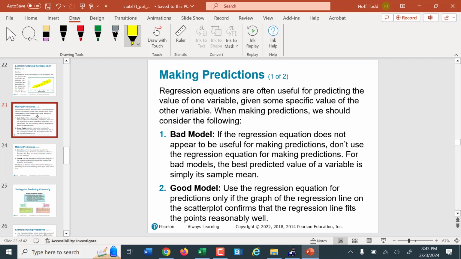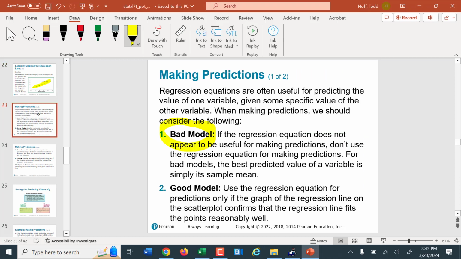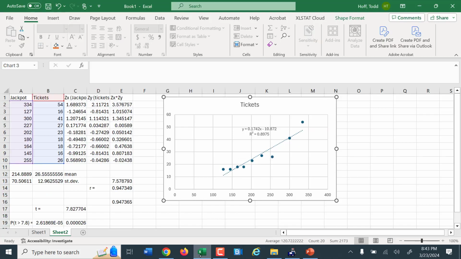If it's a bad model, we should not use it to predict. If we get a low correlation coefficient, or when we look at the graph, if it doesn't look like the points really align with the line, then we shouldn't use it. And if that's the case, if it's a bad model, if we get a low correlation coefficient that's not significant, the best predictor for y is y hat equal to the mean value of y. So for this data set, the mean value of y was 26.556. So the best regression equation would just be y equals 26.556. There's no slope or y-intercept, it's just that y equals that constant value.